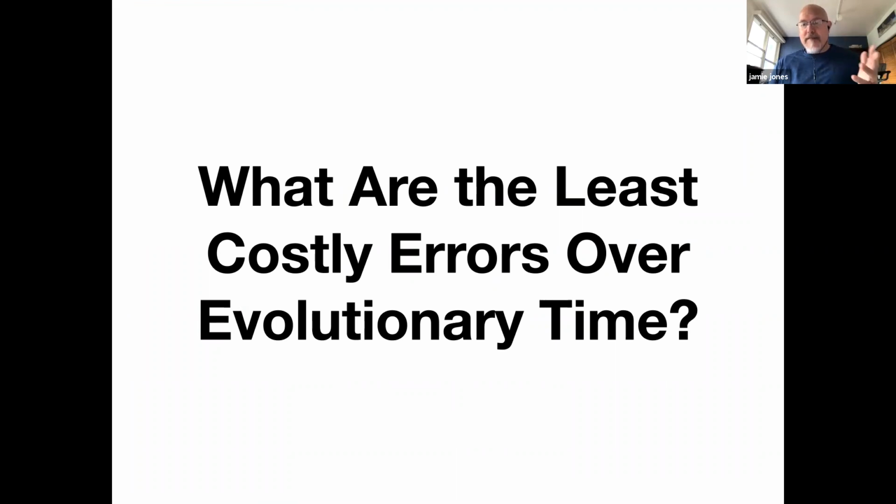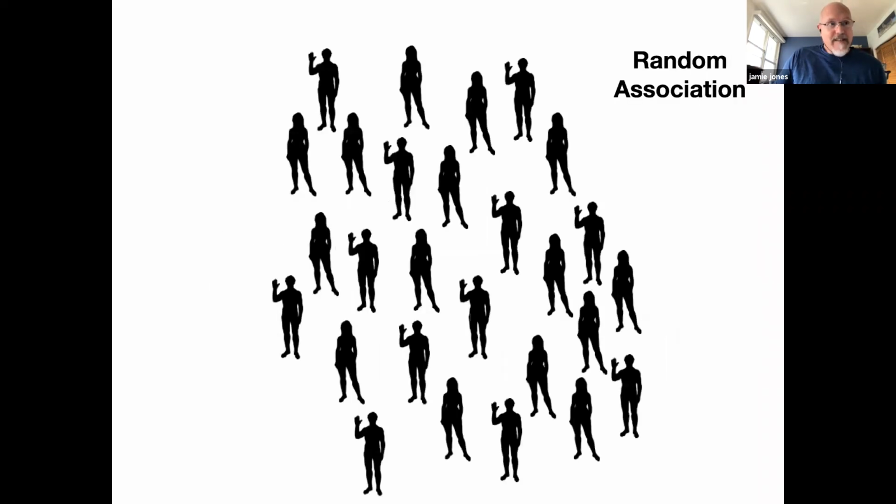And one of those types of errors seems very likely to be imitating others who are successful around you, or at least who aren't dead around you, right? Success has lots of different levels. So this is a really interesting evolutionary foundation for a ubiquitous process we see in the social sciences, which is that it turns out people don't associate randomly.